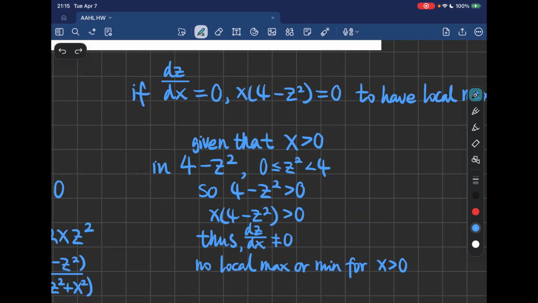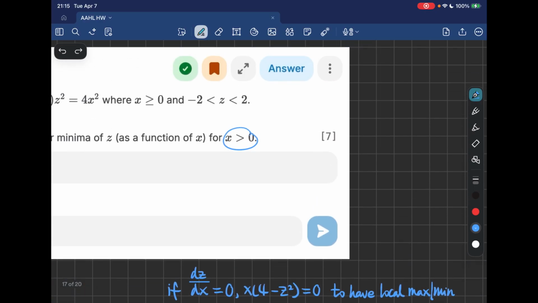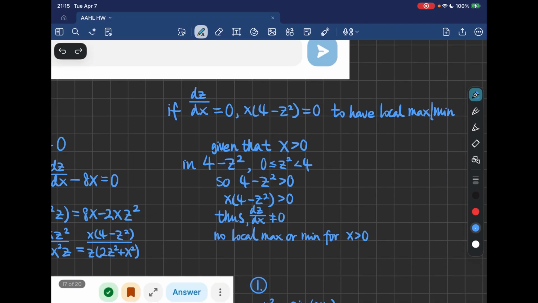So let's say if dz over dx equals 0, then that means the denominator should be equal to 0 to have a local max or minimum. So that means either x equals 0 or 4 minus d squared equals 0. It says that x is greater than 0, so only this can equal to 0. So let's see if that's possible.